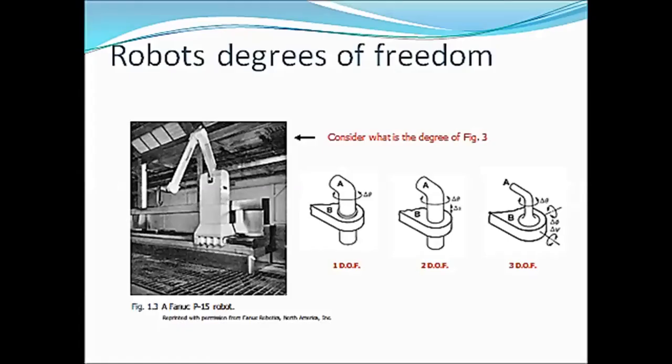Okay, so in this slide, let us take an example of a Fanuc P15 robot. We have to consider what the degree of freedom is in this figure, right? Let us understand that this system has a single degree of freedom, meaning element A can rotate about element B. Now, in the second case, this element can move up and down also, and simultaneously it can rotate. So it has 2 degrees of freedom.